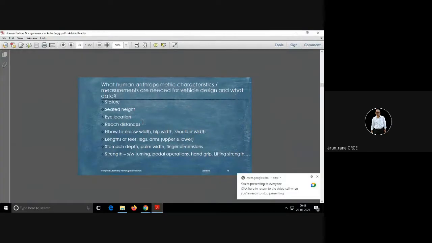Yeah, so we were discussing these anthropometric characteristics, and many of these principles are applicable to other industries also. It's not necessary that it is only for the vehicle. But vehicle assembly line is very complex, so that's why this example is taken. And you can also give this example.